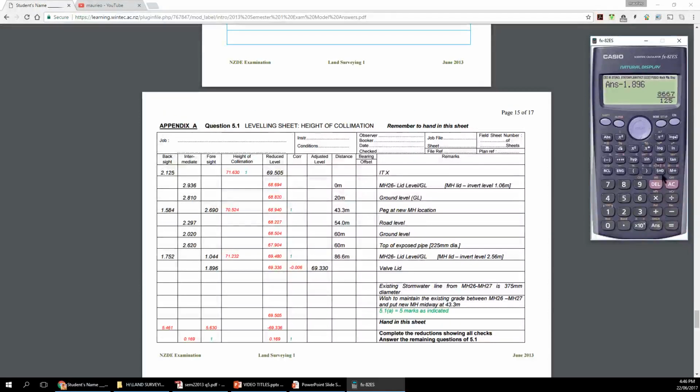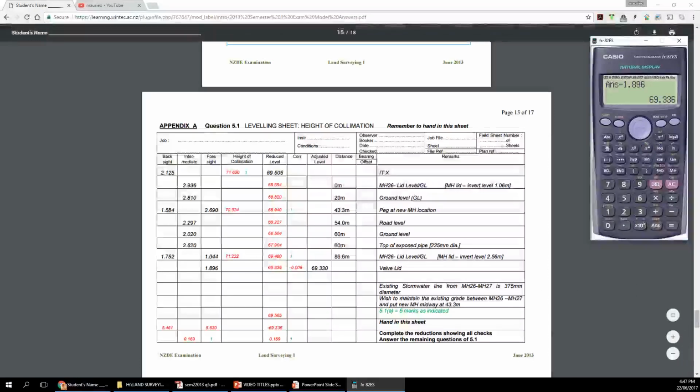And that gives us 69.336. Okay, and that's to the valve. Now, just looking at this traverse, it starts there, and then it takes some shots on a manhole here, and then it's along the line of the manhole. So this is at chainage 0, 20, 43, 54, 60, and so on through to 86.6. And then it closes off onto the manhole lid.